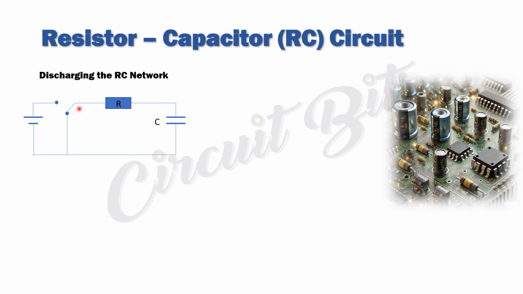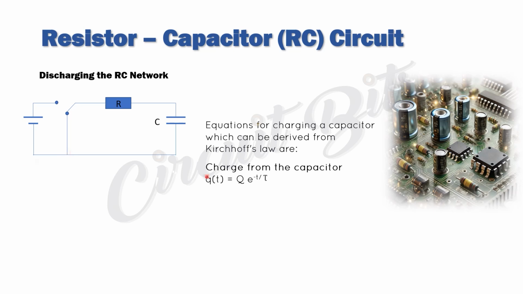So we look at discharging the RC network. We have our switch toggled to the negative. The equations we get would be, for the charge from the capacitor while discharging, Q times e raised to the power minus t over tau. The voltage difference across the capacitor will be V0 times e raised to the power minus t over tau.